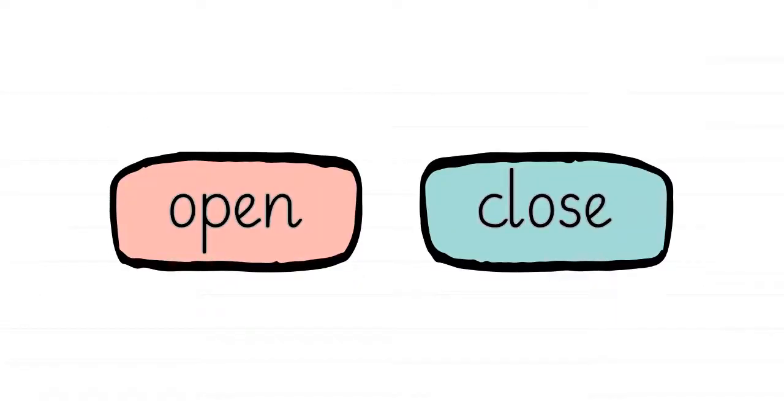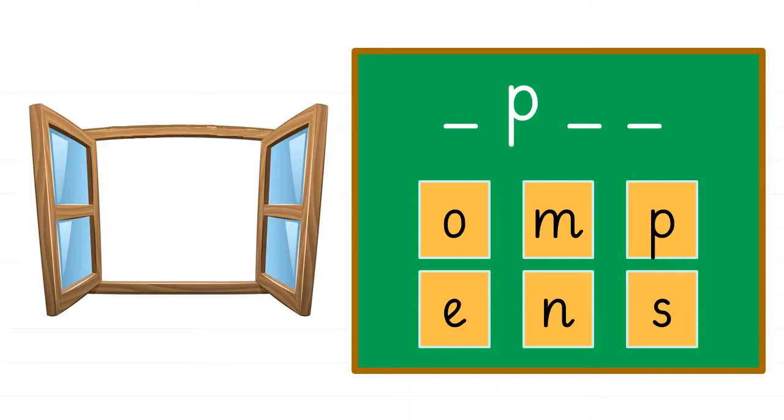Now, let's learn the spelling of open and close. O-P-E-N, open. C-L-O-S-E, close. Now, see the picture and complete the spelling of the concept.